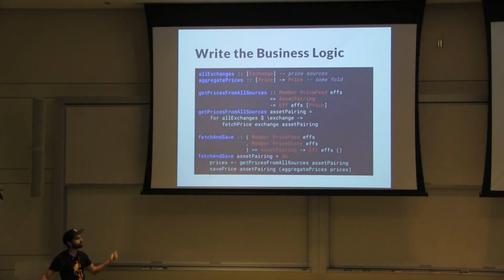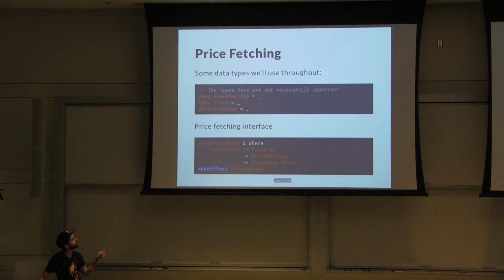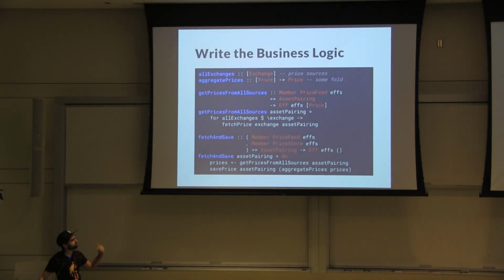So again, now that we have gone through just the effect algebras with the make effects, we can write the business logic entirely just from that. So for every exchange, if we have many different exchanges, we're going to go fetch it. And then our fetch and save basically gets it from all sources, does some aggregation, and then saves that price to the store.